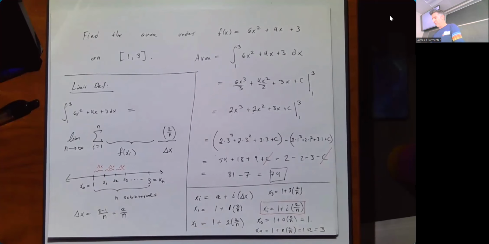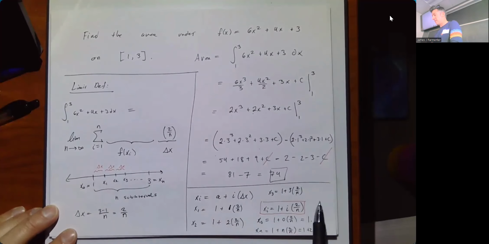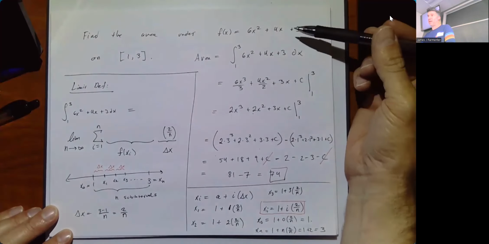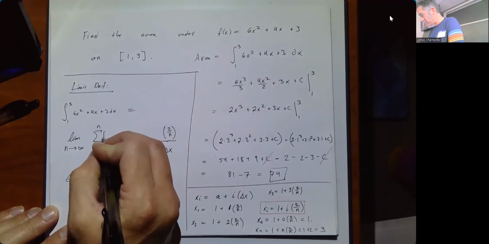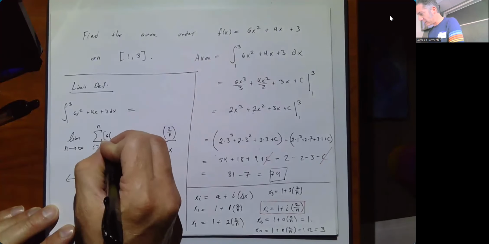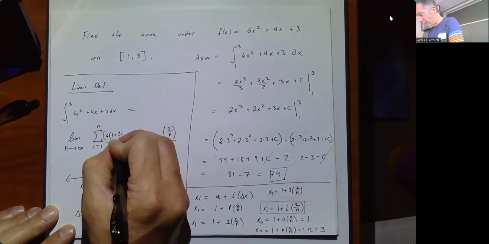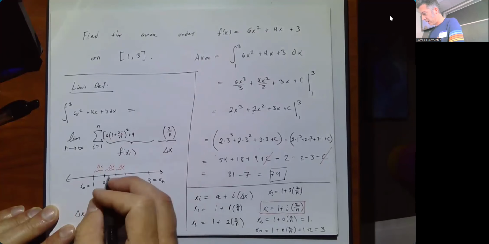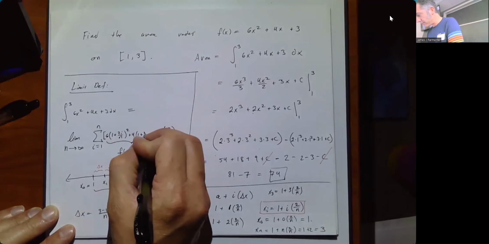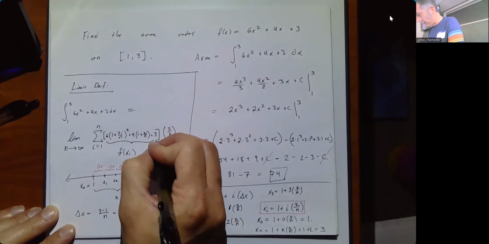Hopefully I left myself enough room to write this in here. It's going to be a little bit tight. My f of x sub i: I'm taking the thing for x sub i and substituting it into the function f of x. So it's going to be a little bit close here. So 6 times x sub i squared, so 1 plus 2i over n squared, plus 4 times x sub i, plus 3, just barely.